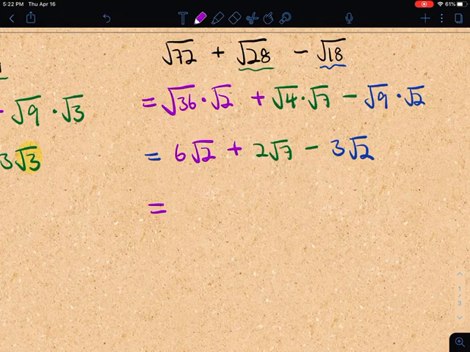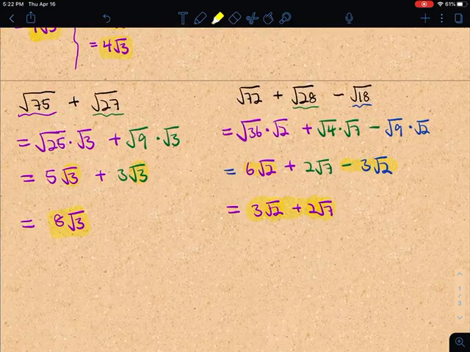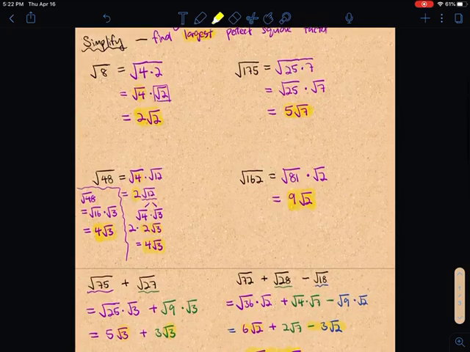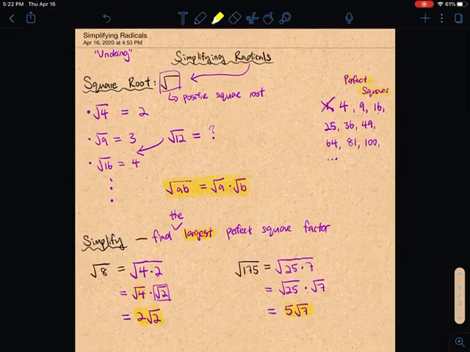Okay, so now we're ready to combine like terms. Which ones are like terms? Well, I think it's going to be 6 root 2 and the minus 3 root 2. So if you combine those, we get 3 root 2 and then plus 2 root 7. And then there's nothing else we can do because that's root 2 and that's root 7. So those are not like terms, as we talked about. Okay, so that's that.